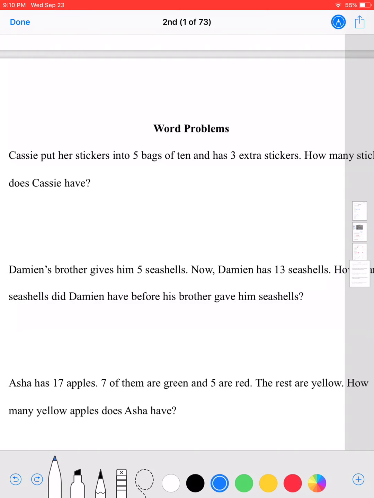So since they're extra and they're alone, that's 3 ones. So of course we need 2 place values. This is the tens and this is the ones. Now we have 5 tens and 3 extra single ones. So this is where the 5 goes and this is where the 3 goes. So Cassie has 53 stickers.